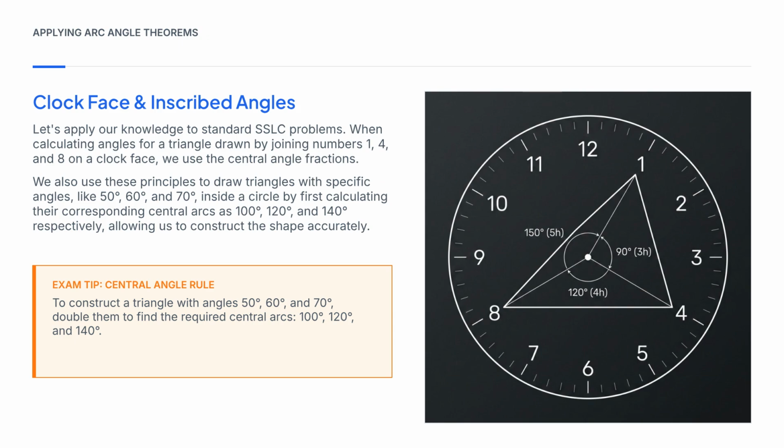Applying these theorems to clock-face problems or triangle construction becomes easier when you remember the central angle rule. To construct specific angles, like 50, 60, or 70 degrees, simply double them to calculate the required central arcs.